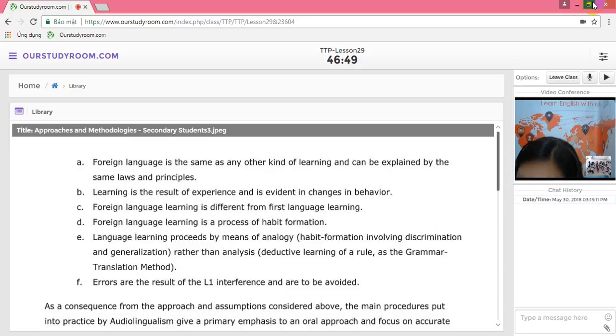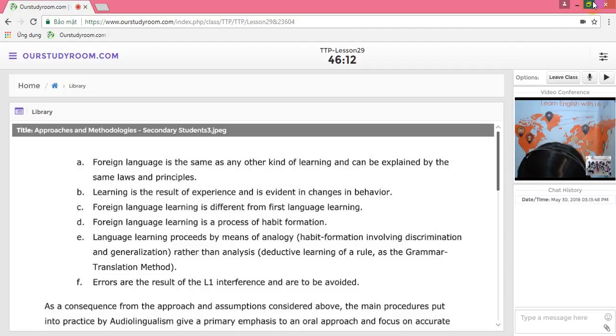E. Language learning is a process by means of analogy, habit formation involving discrimination and generalization, rather than analytic, deductive learning of a rule as in the grammar translation method. And errors are the results of the L1 interference and are to be avoided.